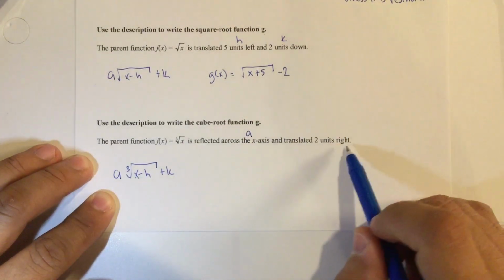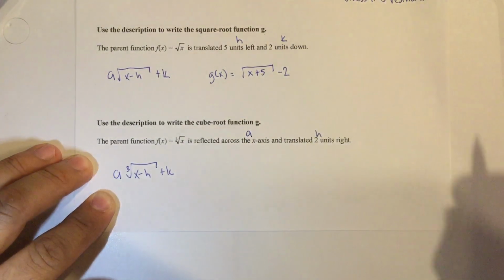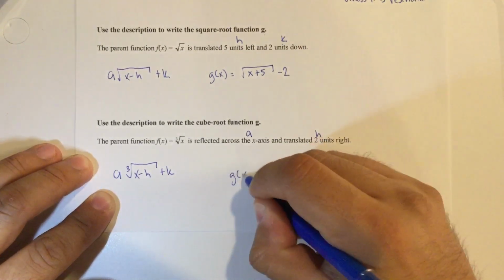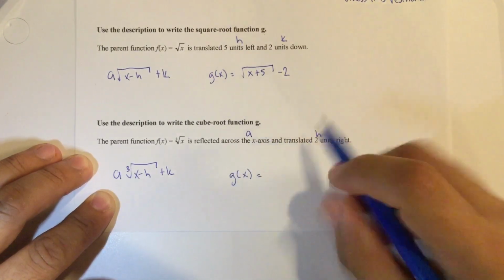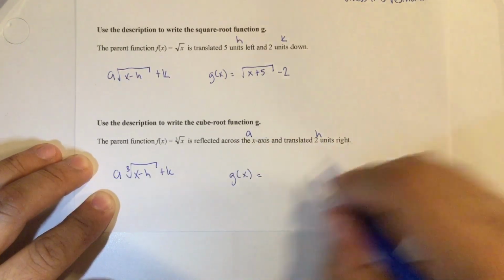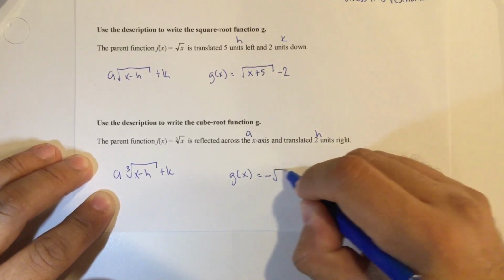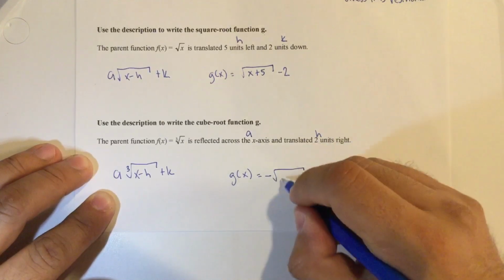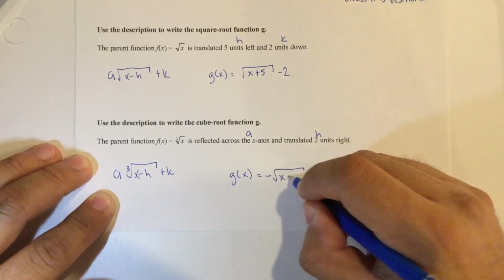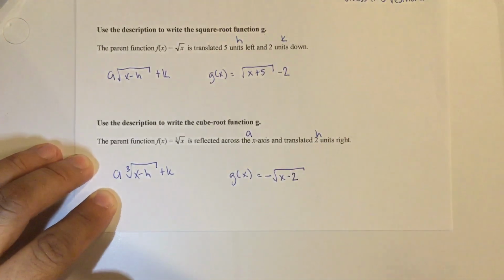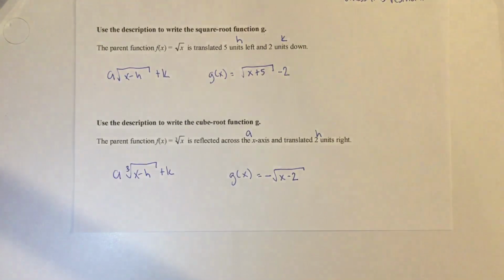And it's translated 2 units to the right, which is h. So g of x, because once it's a g function, equals a. Reflection across the x-axis is going to be a negative. There is no value, so I'm just going to leave it as a negative. Right 2 units. Instead of x plus 2, we write x minus 2. So that's how you write these equations with the transformations in them.